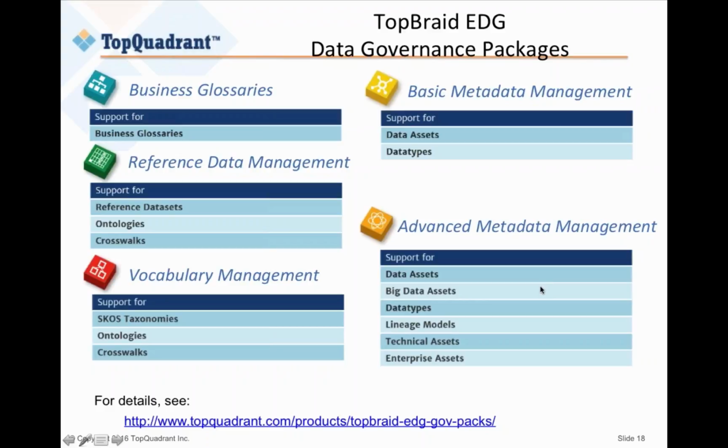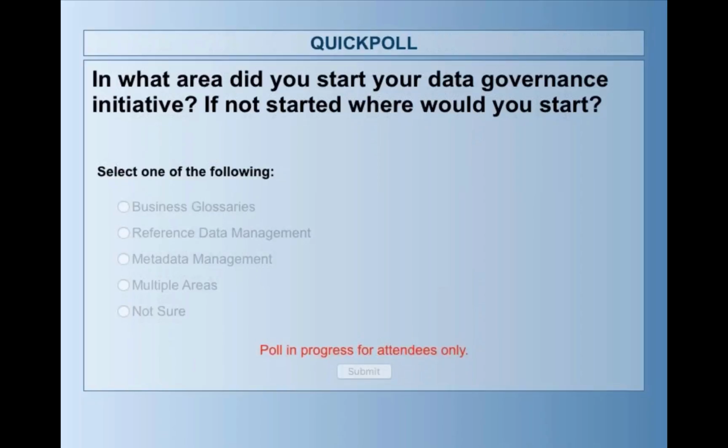As mentioned earlier in the presentation, we are going to ask just a couple of quick questions, and we would love to have your feedback on these questions. The first polling question is, in what area did you start your data governance initiative? And if not started, where would you start? So the choices are business glossaries, reference data management, metadata management, multiple areas, or not sure. So if you could just take a second to choose which is most appropriate, and we'll close the poll and share it with you.